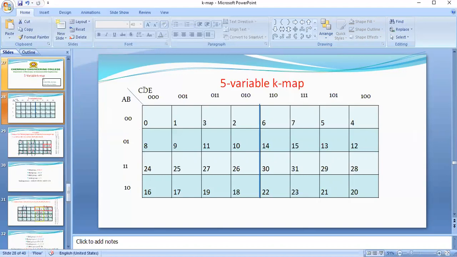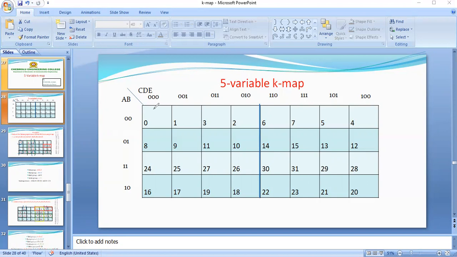Next, for these three variables C, D, E, we have 8 possible combinations. So you have to write a 3-bit gray code sequence here, like this: 0 0 0, 0 0 1, 0 1 1, 0 1 0, after that 1 1 0, 1 1 1, 1 0 1, 1 0 0.